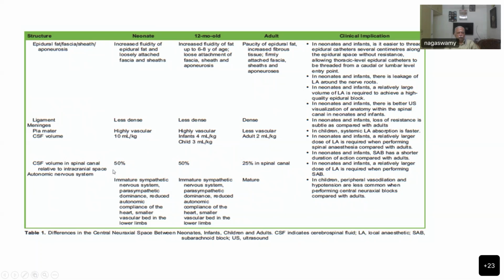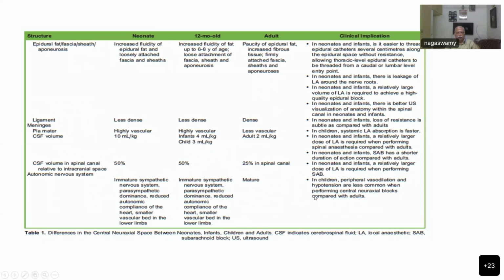The pressure is low, so if you do a subarachnoid block, the flow is much slower. And peripheral vasodilatation and hypertension are less common when you give a subarachnoid block also. So earlier they were thinking that it was very unsafe to give a subarachnoid block in neonates, but because of this advantage, that it will not cause any hemodynamic instability, even children who are very sick, they have performed the subarachnoid block without any complication or problem of hemodynamic instability.